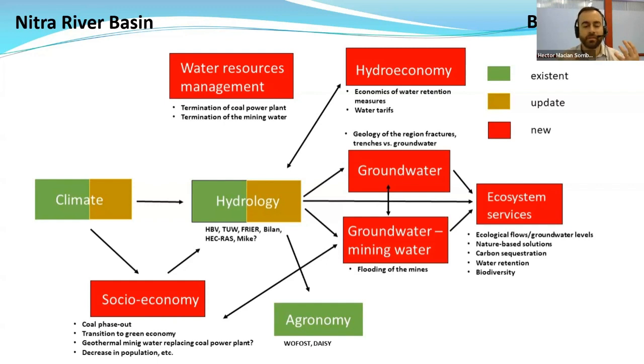Okay, and basically this model will give us the broader picture for the areas that are in relationship with the Nitra River Basin. And finally, an ecosystem services model in order to define ecological flows, define sustainable groundwater levels, and also to include nature-based solutions and estimate the impact they have on these ecosystems. And also with the hydroeconomic model, the idea would be to put a price tag also to these benefits versus costs of using these measures.